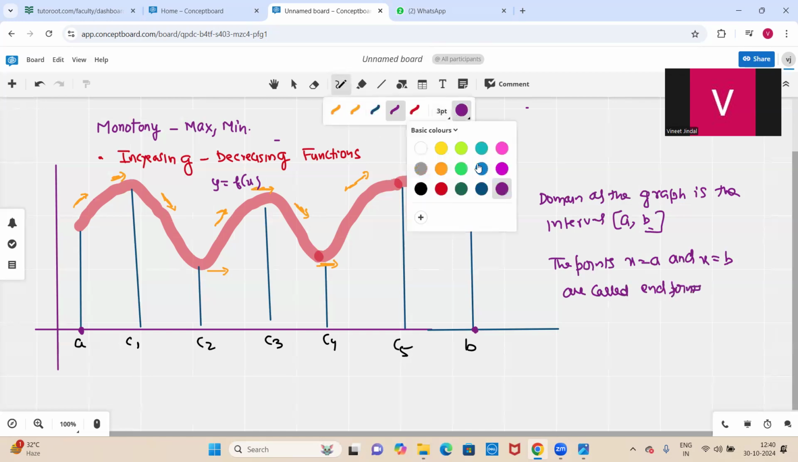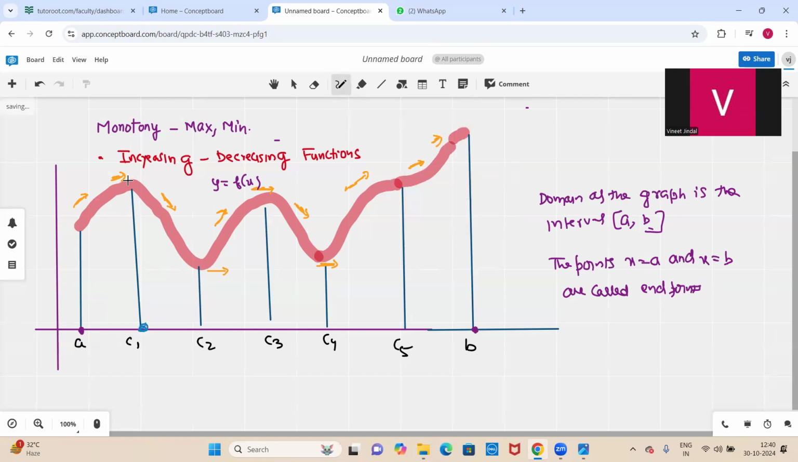If you analyze the graph, the point C1, point C3, and B are called local maxima. We have local maxima at x is equal to C1, C3, and B.